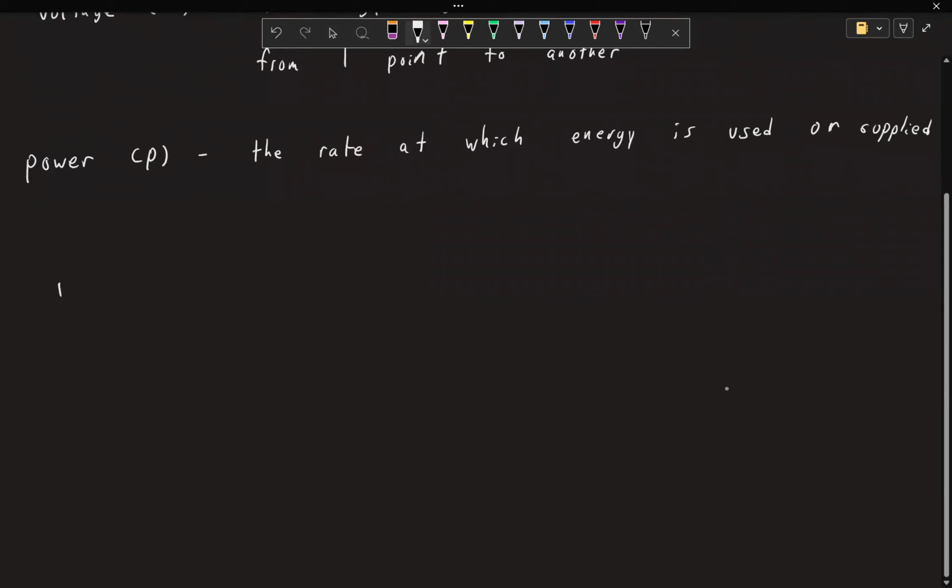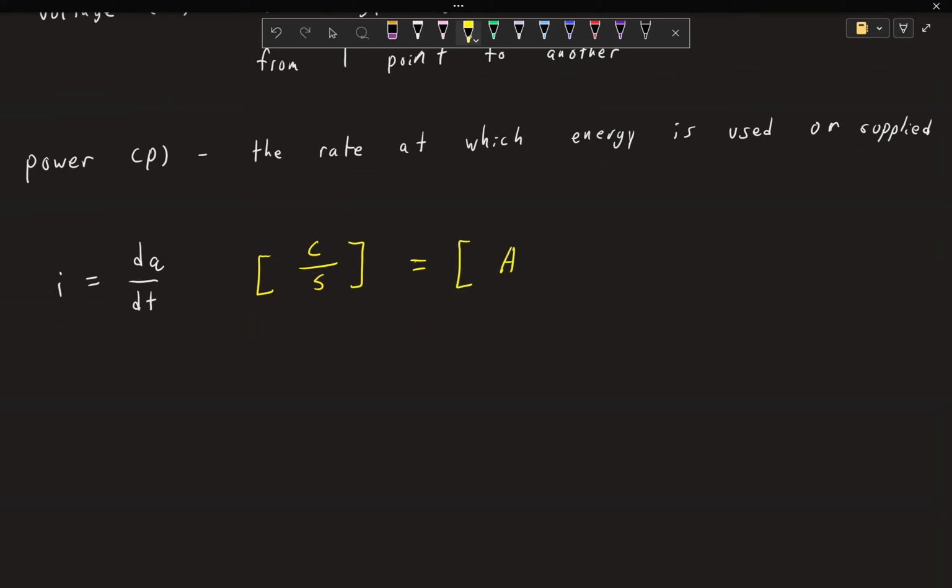So current I is just the derivative of charge with respect to time, dq/dt. Now that has units of coulombs per second, q over t, coulombs per second. And 1 coulomb per second is just equal to 1 ampere. So current is measured in amperes.